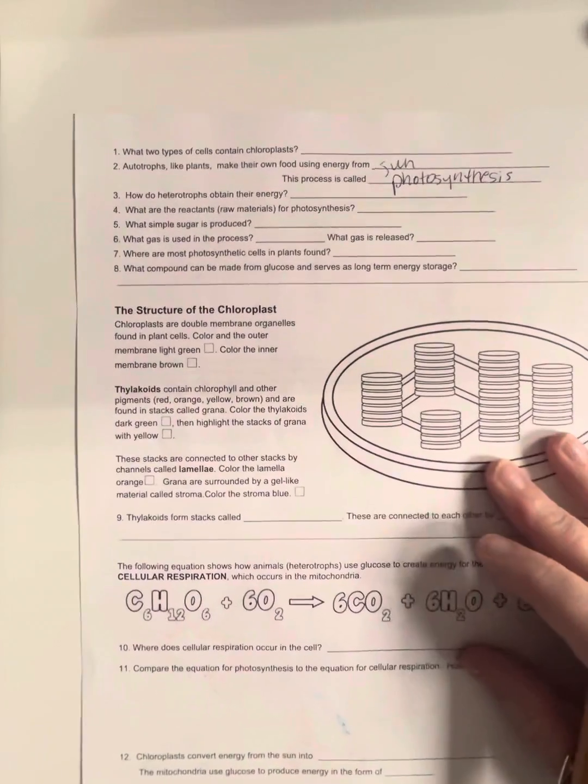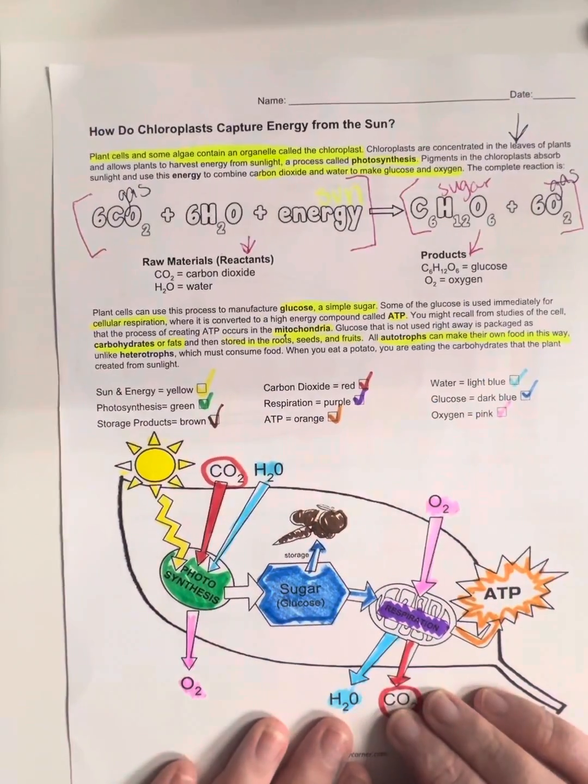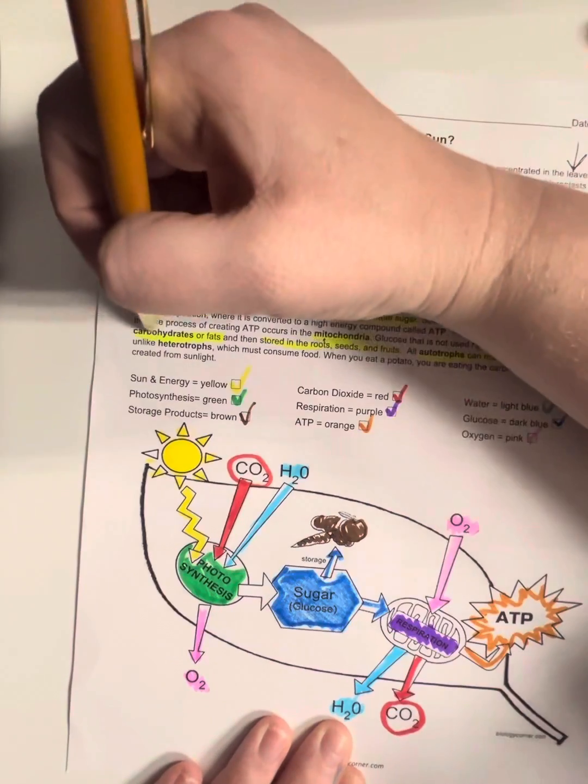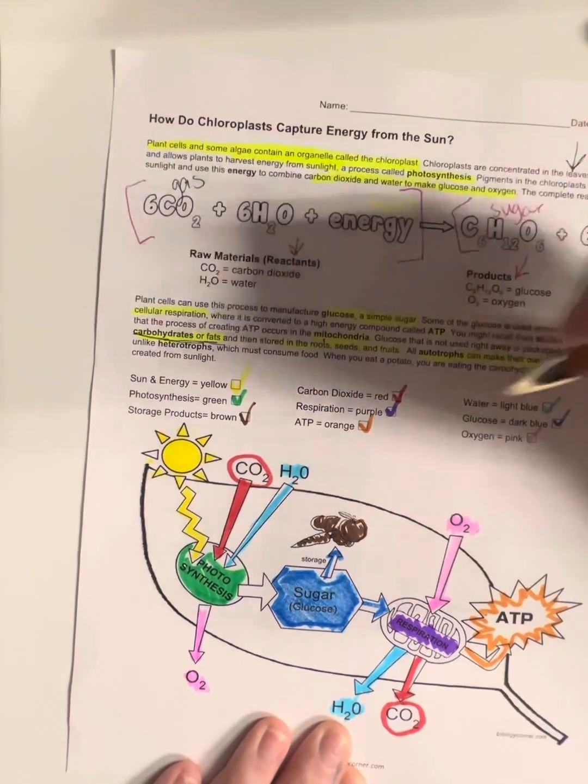What compound can be made from glucose and serves as long-term energy storage? Think back to our macromolecules. We're going to be making carbs or fats.